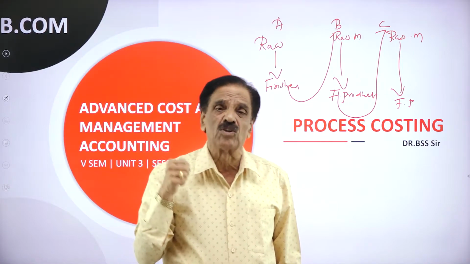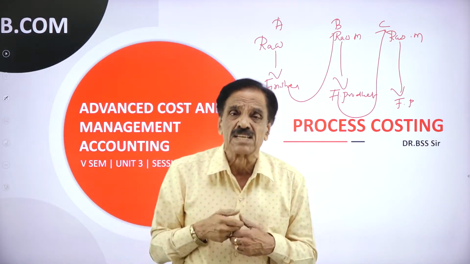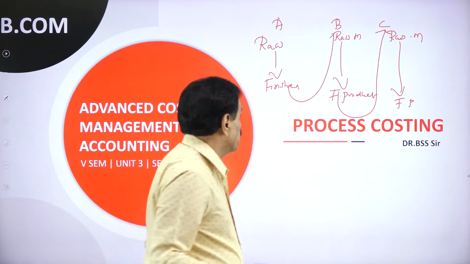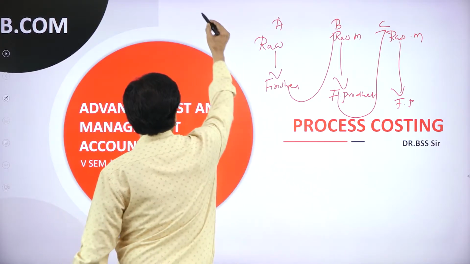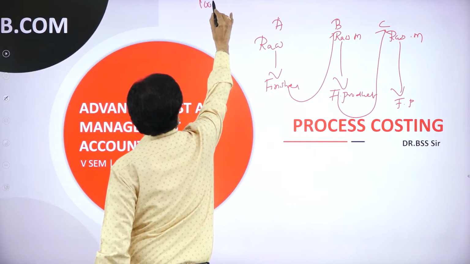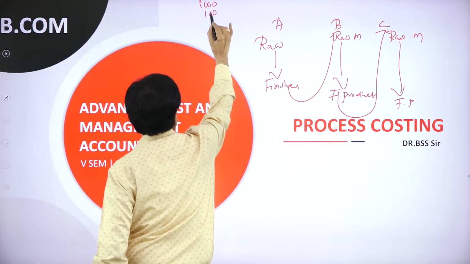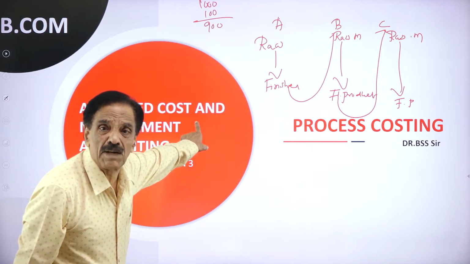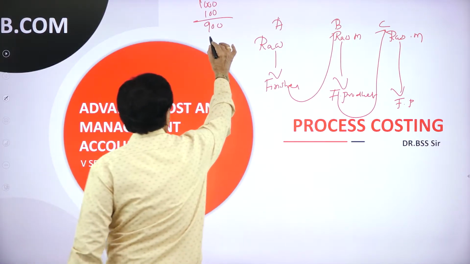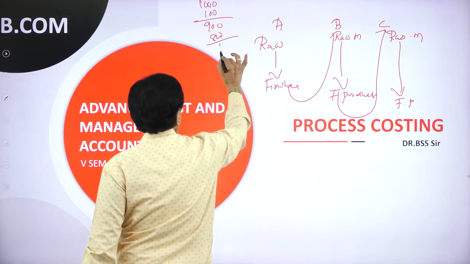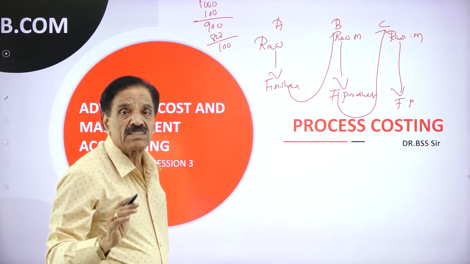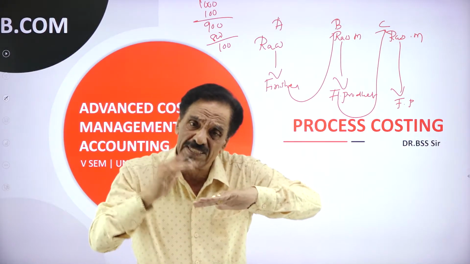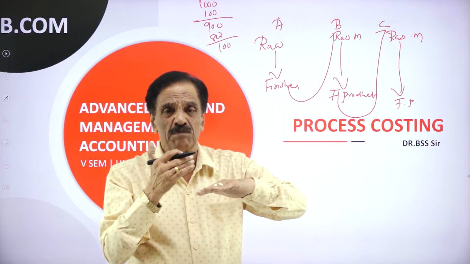If the actual output, whatever the output you are going to take, is less than 900, it is called abnormal loss. For example, you put 1000 units. Your normal loss is 100. The balance is 900. This is called normal output. But your actual output is only 800. How much has come down? 100, which is called abnormal loss. So, if the actual output is less than the standard, it is called abnormal loss.